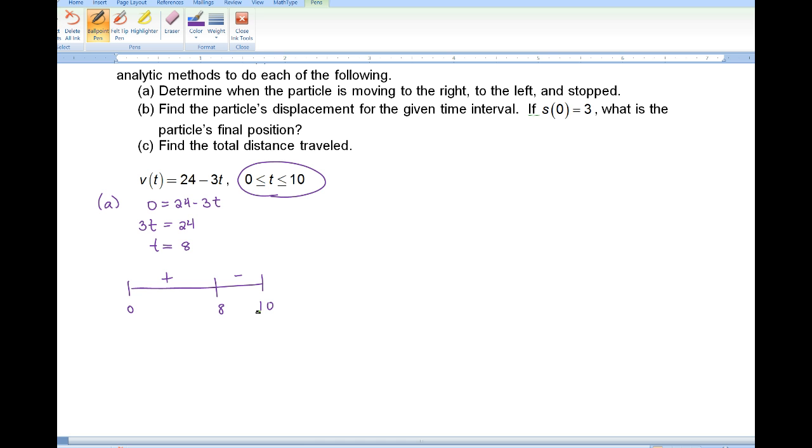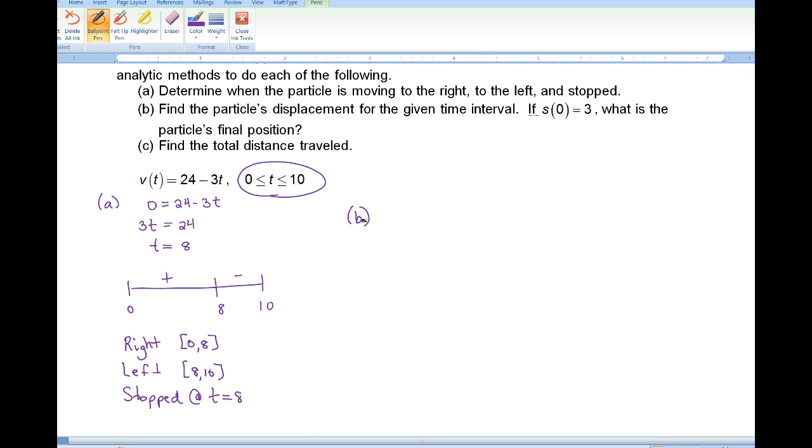So where is it moving to the right? Good. And it's moving to the left from 8 to 10, and it's stopped at t equals 8. If you use parentheses, it's okay, because it's the same as increasing and decreasing functions. Parentheses are okay, brackets are okay for here.